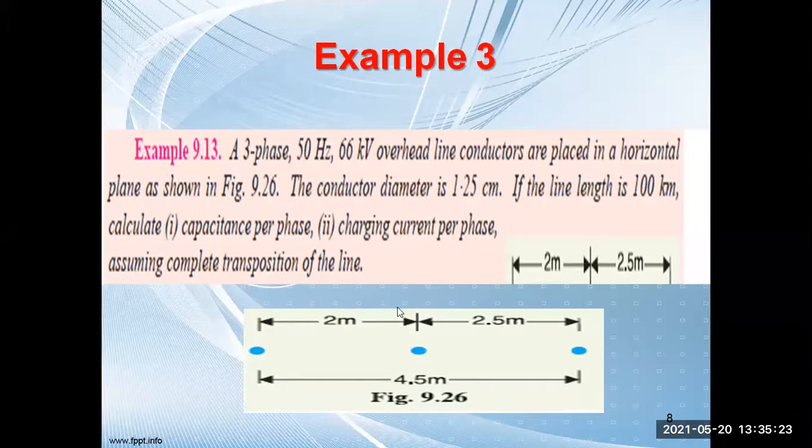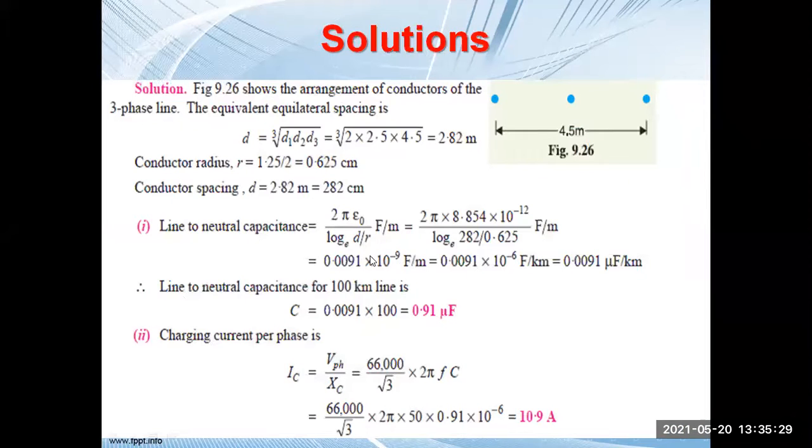Here first you have to calculate the capacitance, and then the charging current per phase. We apply the formula that the line to neutral capacitance equals 2 pi epsilon divided by log of d by r, in farad per meter. Which value of d will we take? Since there are three distances, we take the equivalent equilateral spacing, which is the cube root of the product of all three distances. The radius is calculated from the given diameter of 1.25 centimeter. So you will be able to calculate this value.